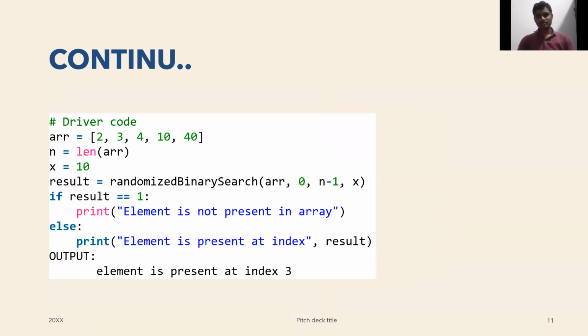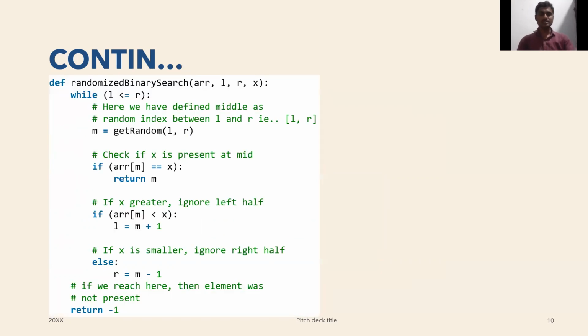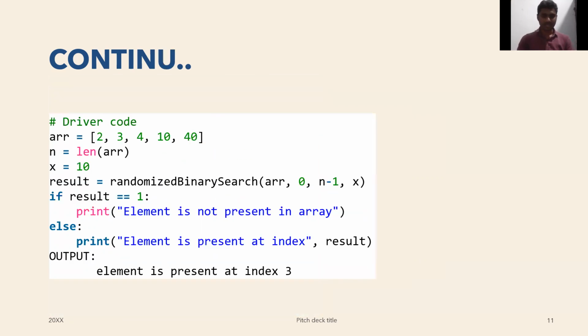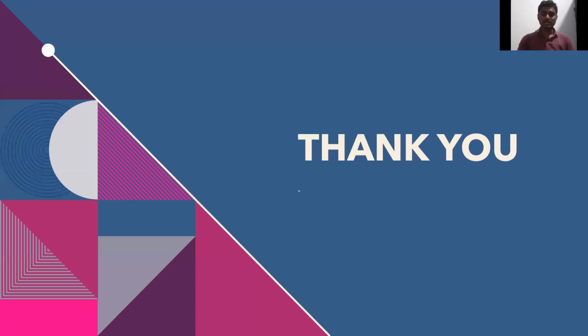For this, the driver code is the same as in the previous recursive approach, but the major change is that I am not calling the function again and again. I have separate code and separate conditions for this. The driver code is the same, and I store the index in the variable result, and using that variable I check these conditions and give output whether the element is present in the array or not. If present, what is the index? So this is regarding the iterative approach.